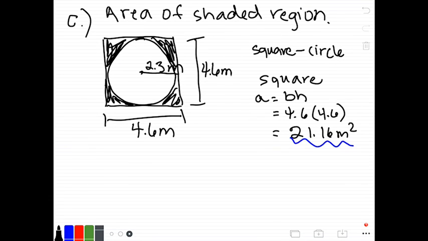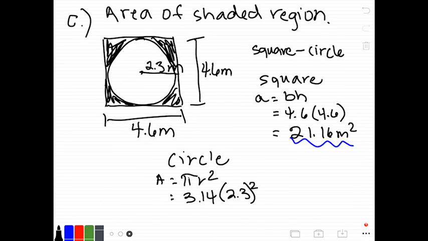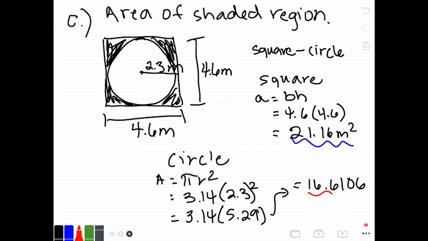Okay. Then for your circle, we're going to use pi r squared. So we've got 3.14 times 2.3 squared. Next, you need to square 2.3. 2.3 times 2.3 is 5.29. So I have a 3.14 times 5.29. Finally, when you multiply those, we get 16.6106. So got our circle.